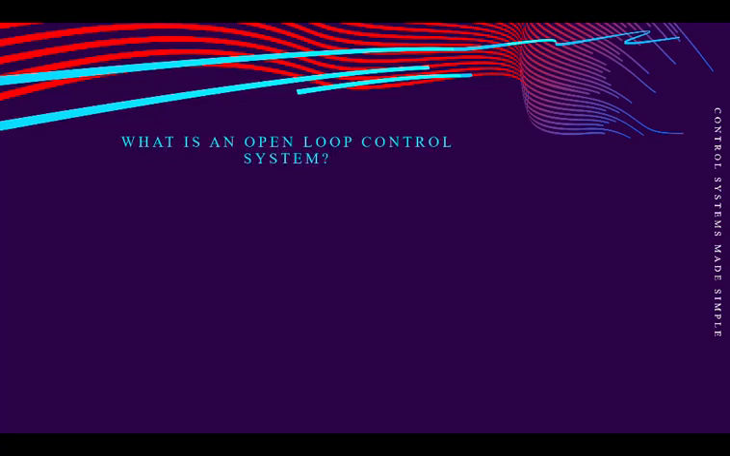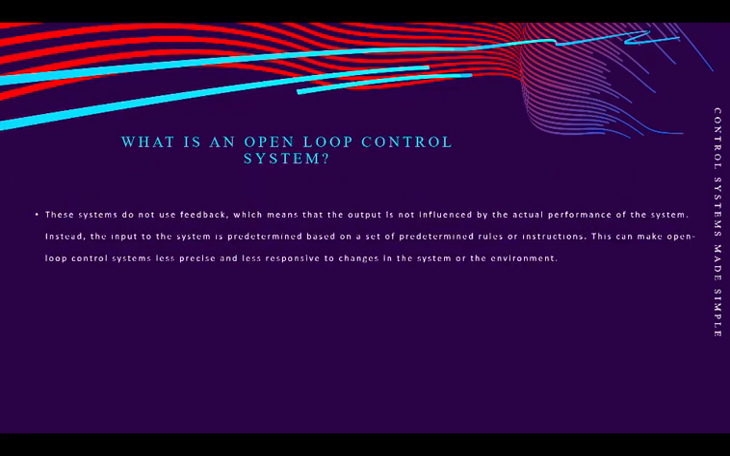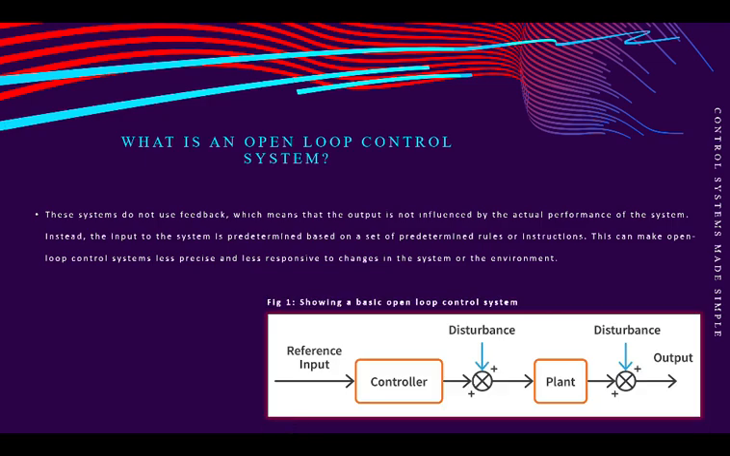What is an open loop control system? These systems do not use feedback, which means that the output is not influenced by the actual performance of the system. Instead, the input of the system is predetermined based on a set of predetermined rules or instructions. This can make open loop control systems less precise and less responsive to changes in the system or in the environment. What is a closed loop control system?